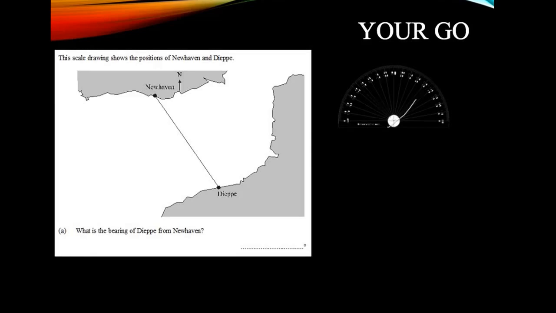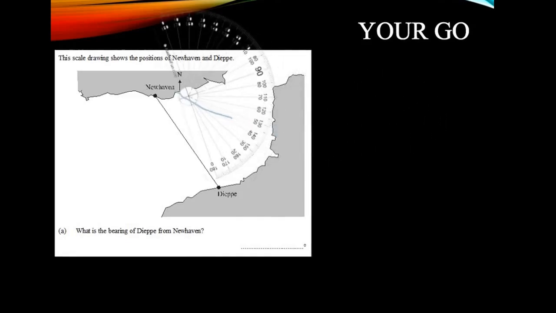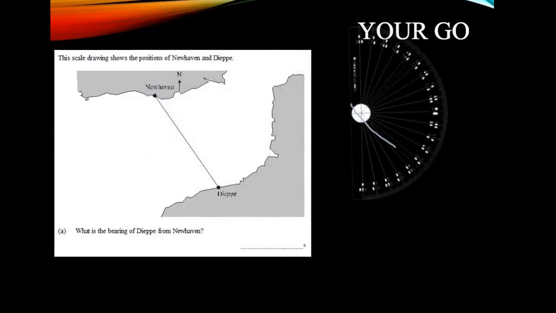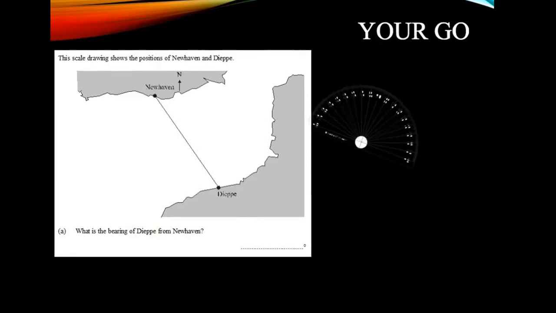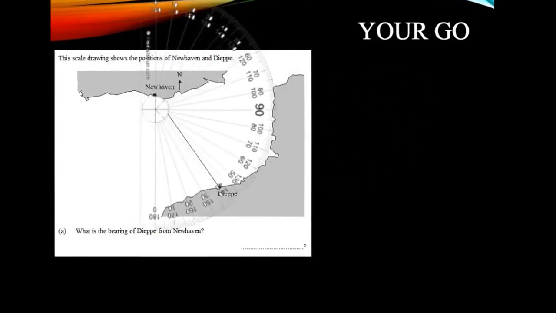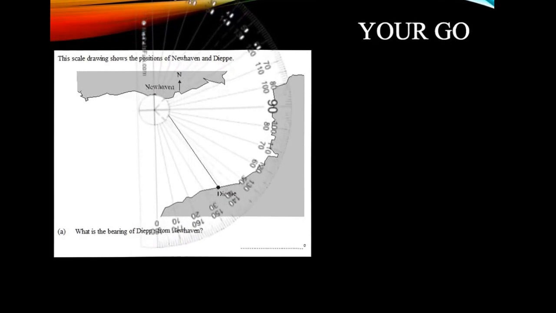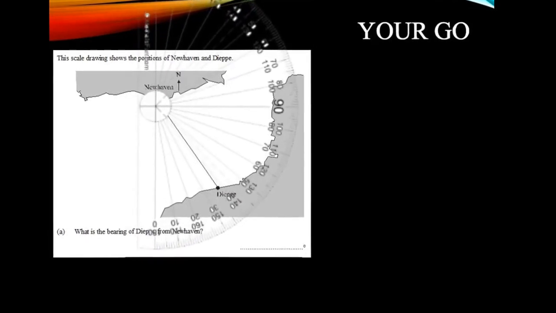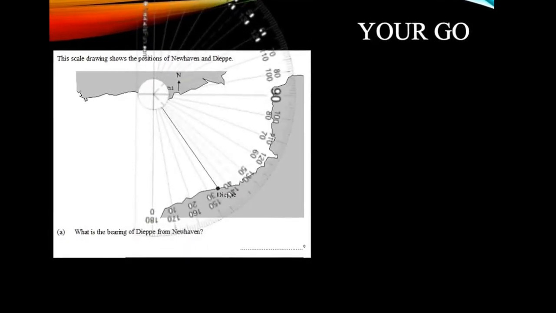Okay, so you need to get your protractor. Oops, I'm just going to go back. Let's just rub that bit out. Okay, so you need to get your protractor. You need to make sure you've drawn a north line. I haven't, but I'm just going to have a bit of a guess at it. And so there we go. I'm thinking this is 145 degrees. So 145 degrees.